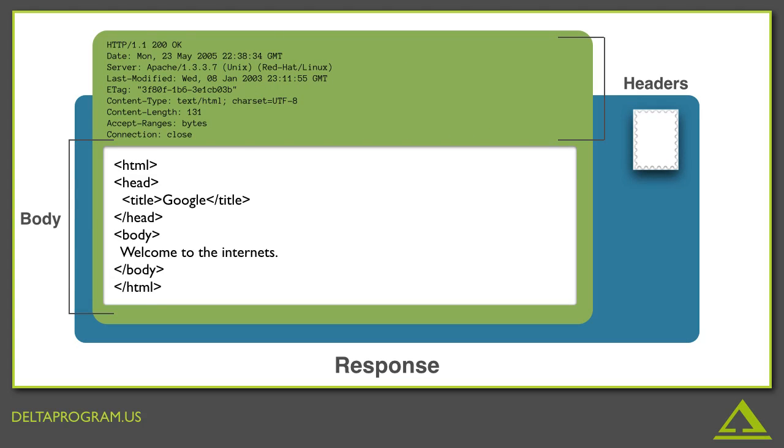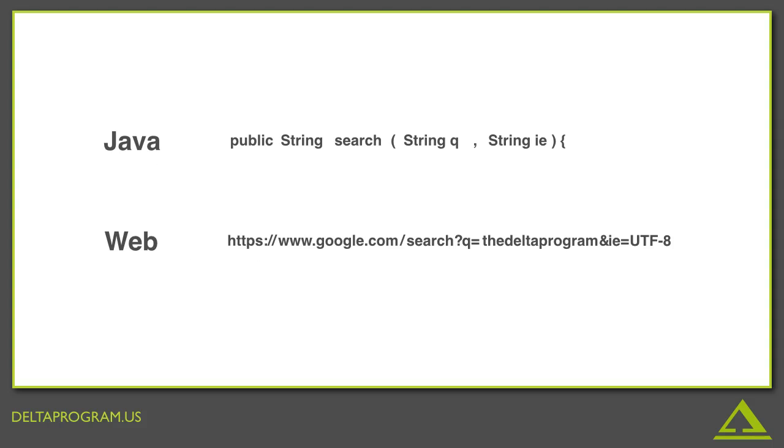Now the body, in this case since we're asking for data, is going to be the actual website of www.google.com. Obviously it's a lot more complicated than this, but as you can see, the headers and body are separated into metadata and then what we actually want to know and see.